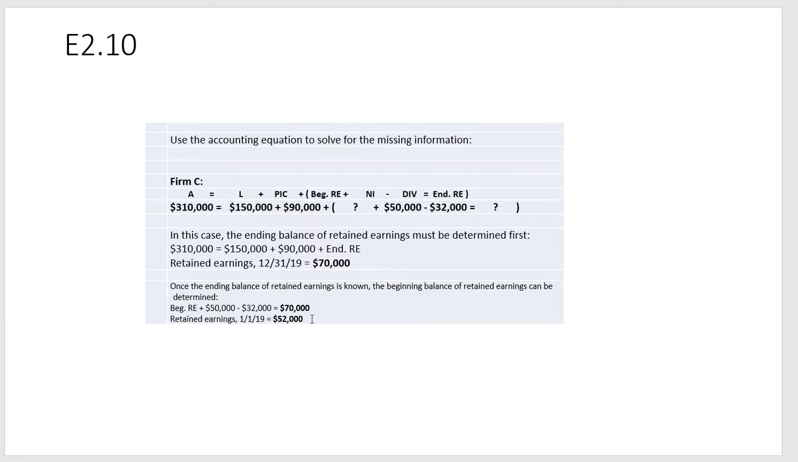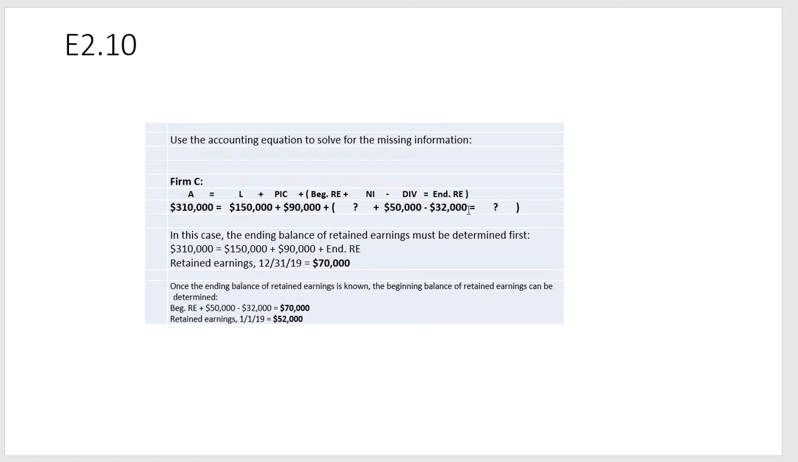And then we'll look real quick at firm C. And this is unique because you're actually missing two components that will get you to a number within that smaller equation for retained earnings. So the first thing you would have to do is find out what ending retained earnings is, and you can do that by taking assets and subtracting out liability and paid in capital, and that'll give you an ending retained earnings of $70,000.